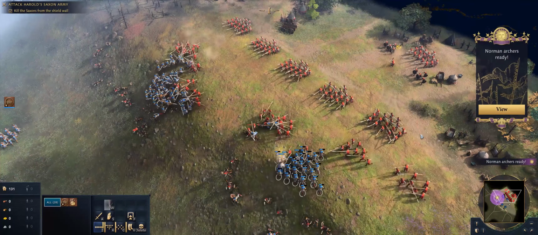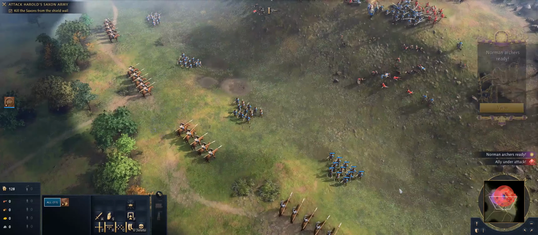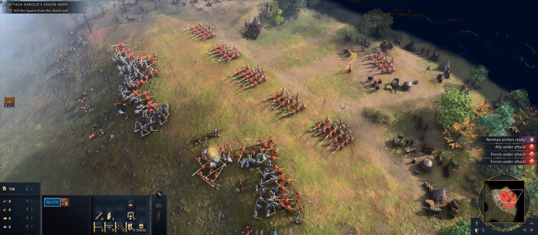The Anglo-Saxons had deployed rows of spearmen to push back the invaders. But William had an answer.